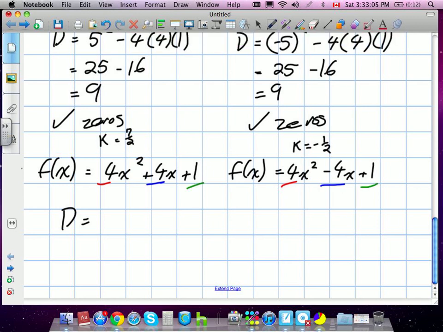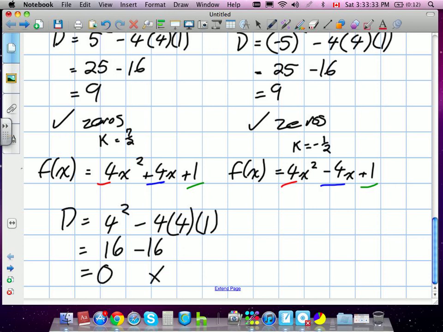I'm now going to take these values and plug them into the discriminant formula. Now remember again, d is equal to b squared minus 4ac. My b value is 4, and in this one it's -4. The a values are still 4, and the c values are still 1. So b squared gives me 4 squared minus 4 times a, which is 4, times 1. 4 squared is 16. -4 times 4 is -16 times 1 is -16. So my discriminant is equal to 0.